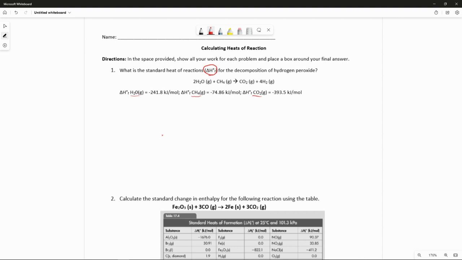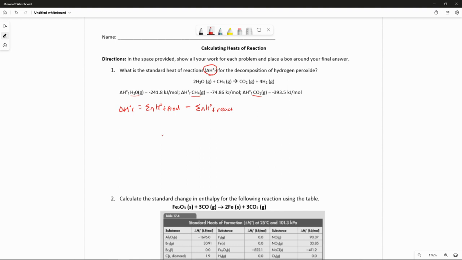Based on the equation here, delta H degree of F is equal to the sum of the moles times the change in enthalpy of the products, minus the same thing, the change in enthalpy for the reactants.